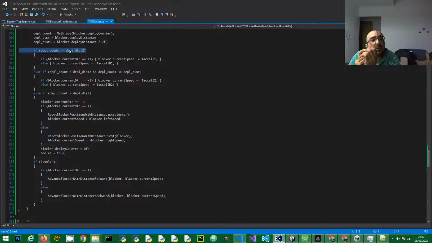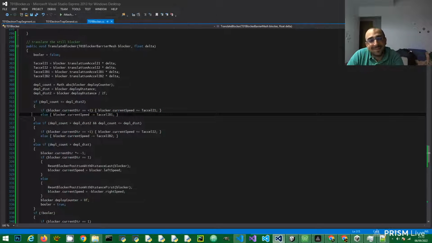Okay, good. If it's moving from right to left, but we are in the first half, then we add this acceleration, or we subtract the acceleration, the fourth one, responsible for the movement from right to left. Okay, so I quite remember this code now.